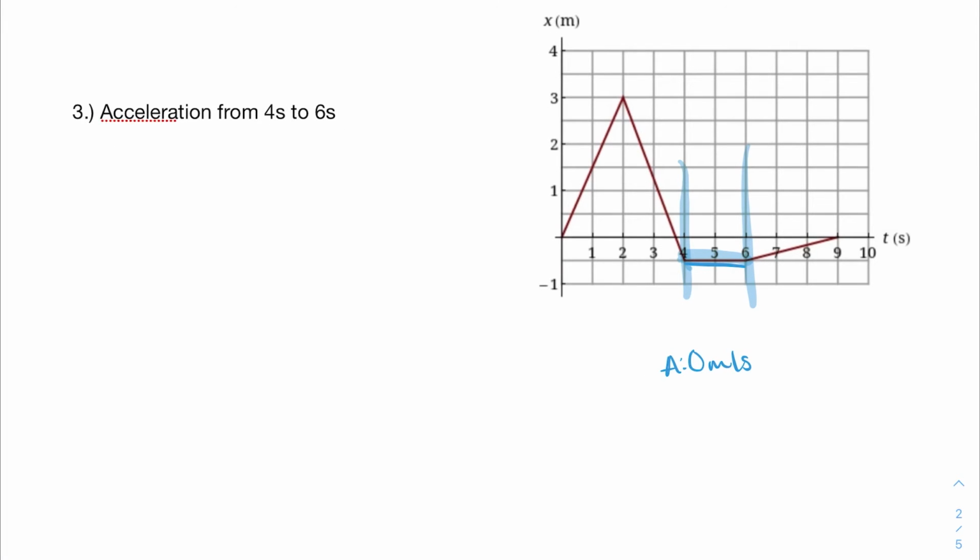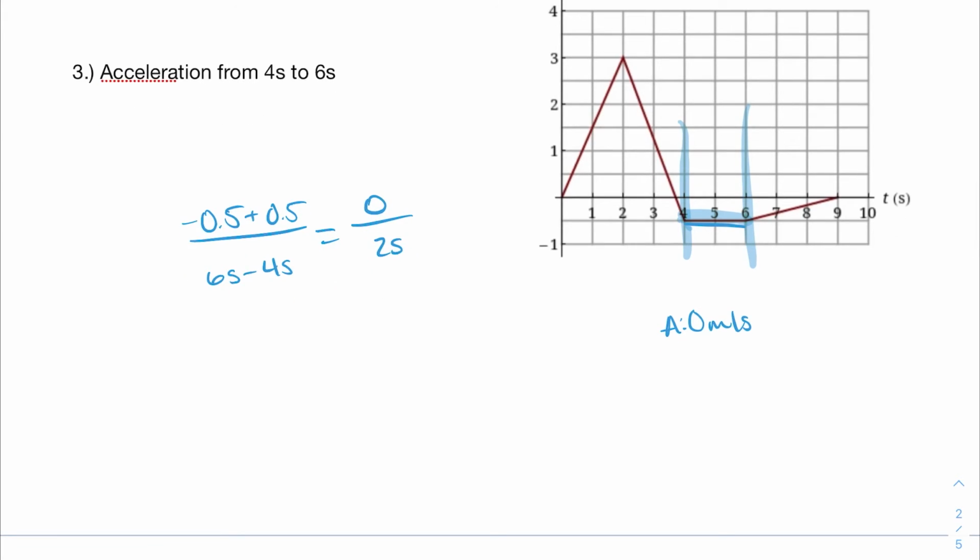Change in velocity over change in time. So the velocity isn't changing. So it is negative 0.5 minus negative 0.5 over 6 seconds minus 4 seconds equals 0 over 2 seconds. And again, zero over anything will equal 0 meters per second. So 0 divided by 2 equals 0 meters per second. That is our acceleration for this problem.